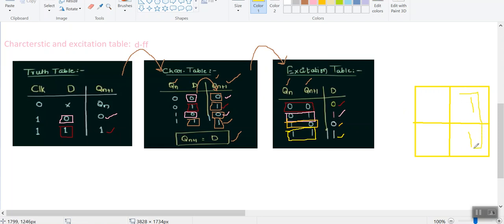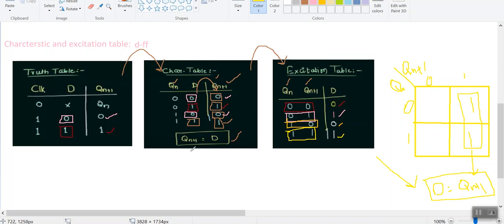So I can have my mapping, where this is my Qn and this is my Qn+1. So this is 0, this is 1, this is 0, this is 1. For this I need to have my expression. Just check that the row is varying, therefore my common term is Qn+1. So our expression is D is equal to Qn+1. This is my excitation equation.